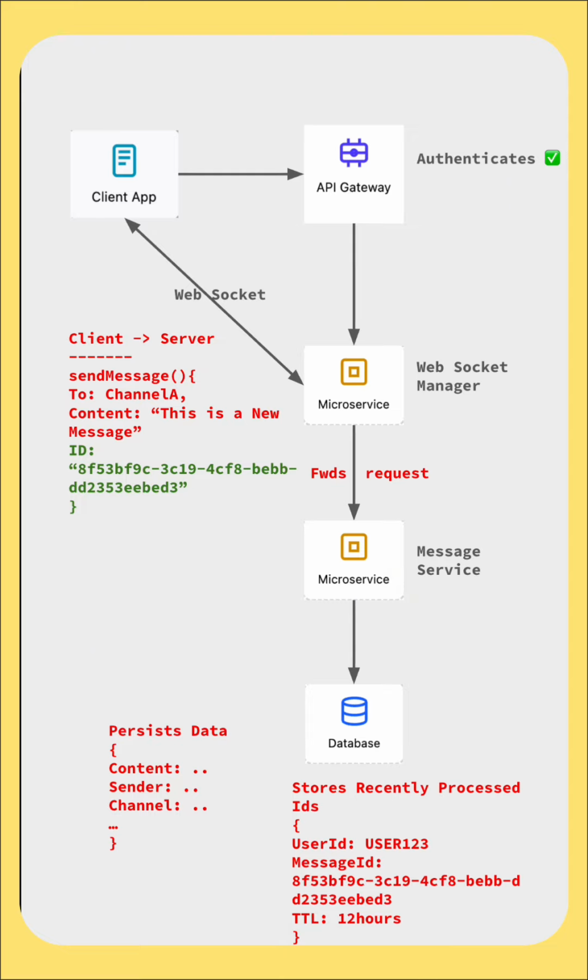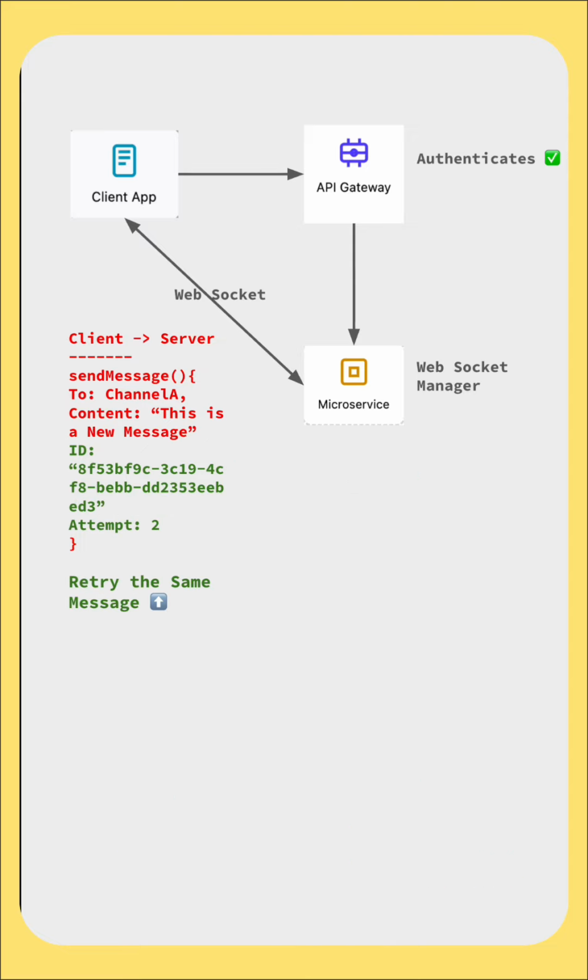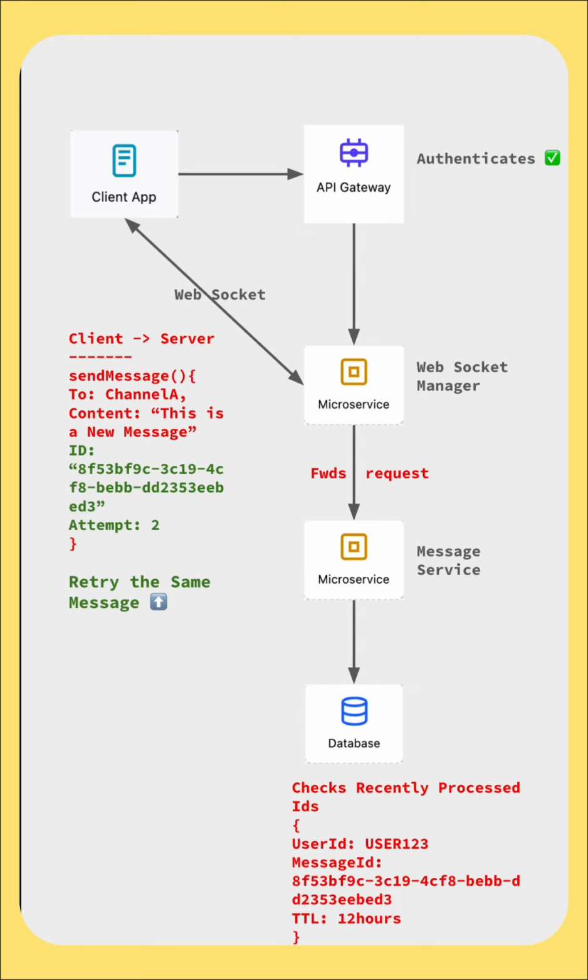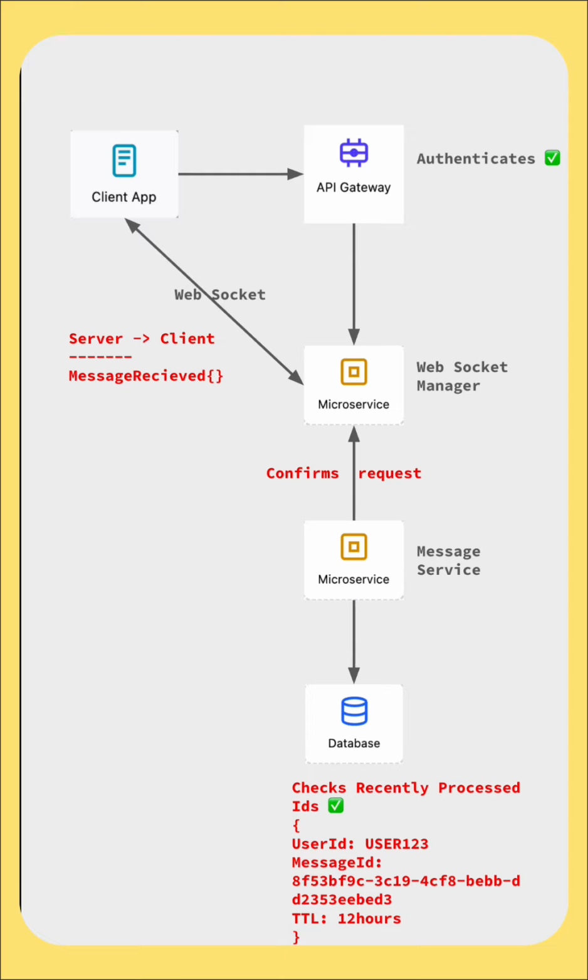Okay? So imagine the same case where the acknowledgement didn't happen. So the client sends the same message, but it's a retry. So it uses the same ID. And just to be safe, it also adds an attempt number. The WebSocket manager forwards the request to the message service. Because it has the ID, first it checks the recently processed IDs. If the ID is already there, then instead of processing it, it just confirms the request and the acknowledgement is done.